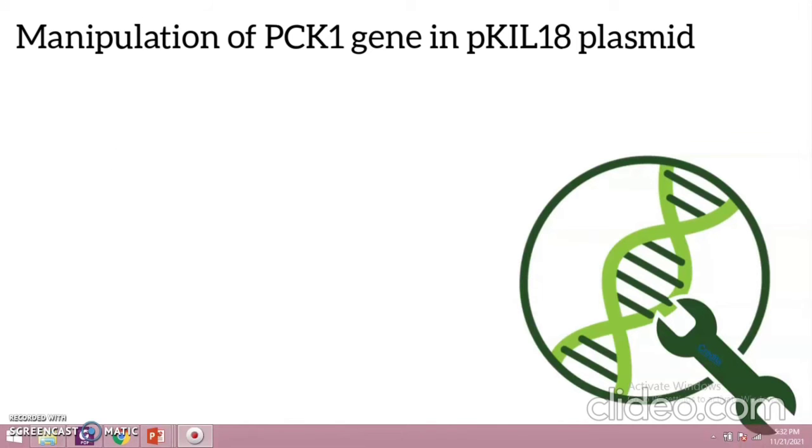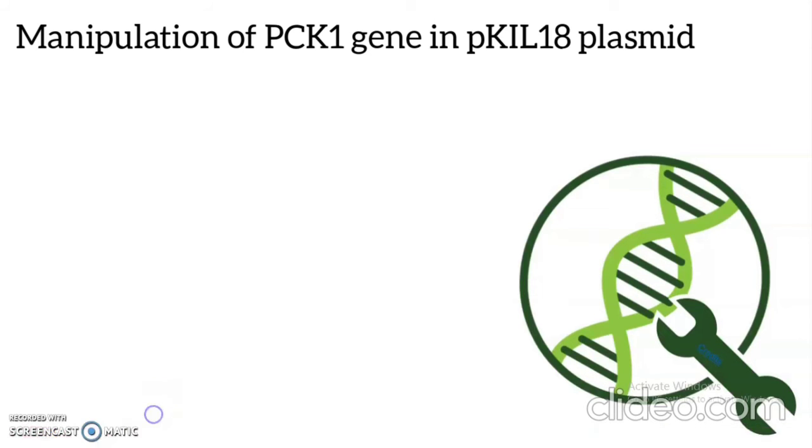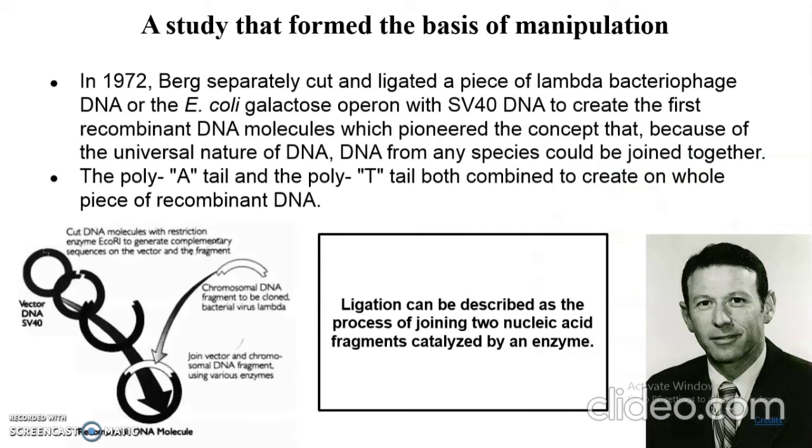The third and the most important step of any gene cloning process is the manipulation of a gene of interest in our vector. Much like the discovery of enzymes that cut DNA, the discovery of an enzyme that could join DNA was preceded by earlier salient observations. In 1972, Berg separately cut and ligated a piece of lambda bacteriophage DNA or E. coli galactose operon with SV40 DNA to create the first recombinant DNA molecule. These studies pointed out the concept that, because of the universal nature of DNA, DNA from any species could be joined together.